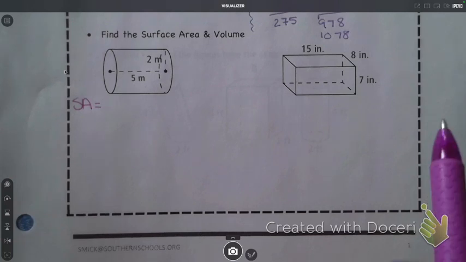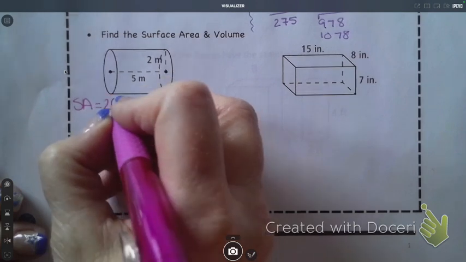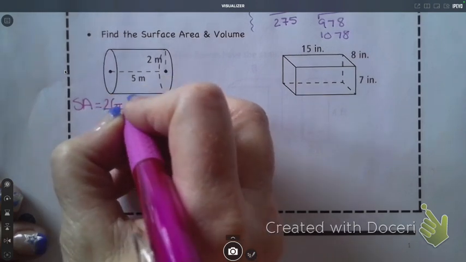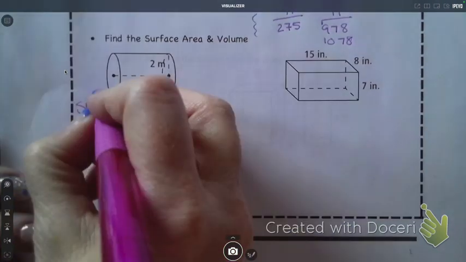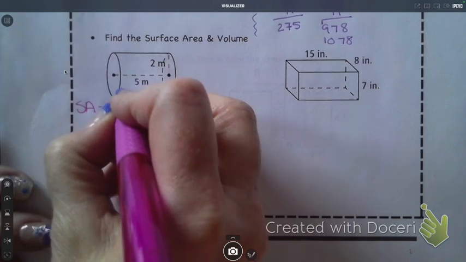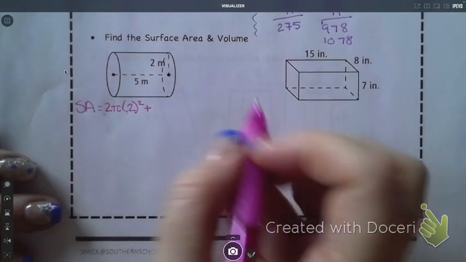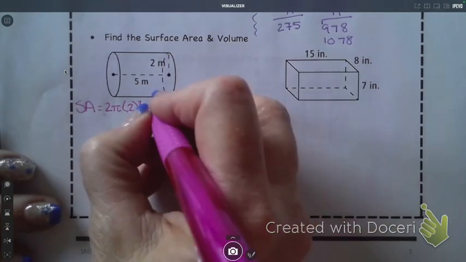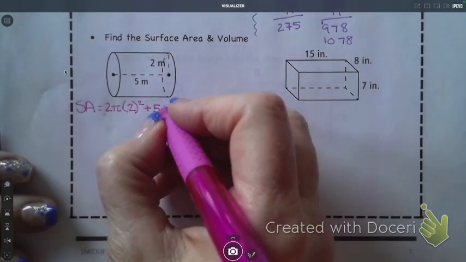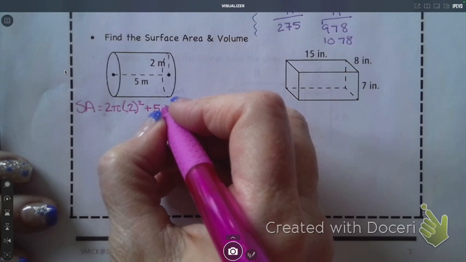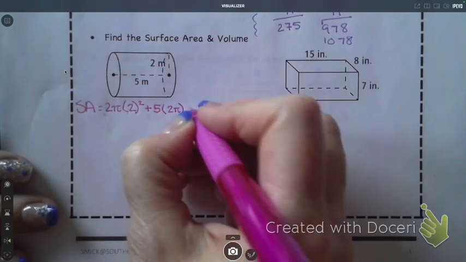How many circles do I have? 2. So 2 pi r squared. I don't know why I put a parenthesis around pi because I didn't need to. So 2 pi, and what's our radius? 2. 2 squared, plus the height, which is 5, times the circumference. Circumference is 2 pi r. So 5 times 2 pi times 2.